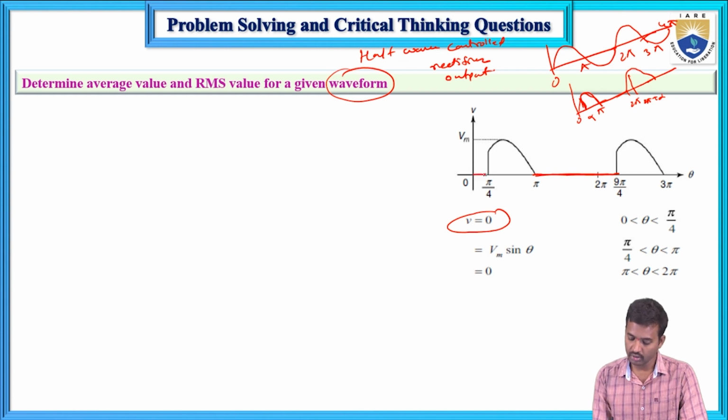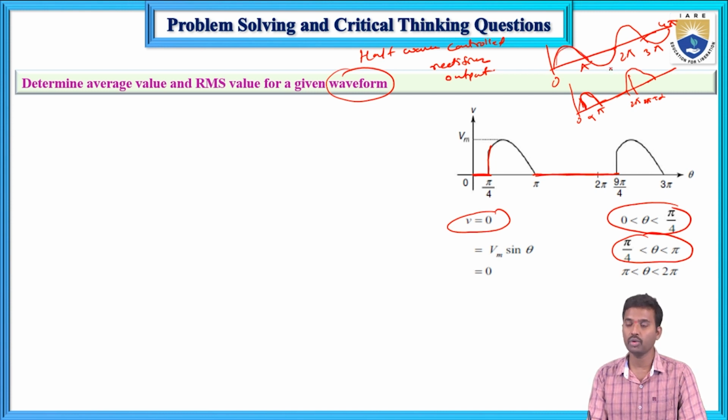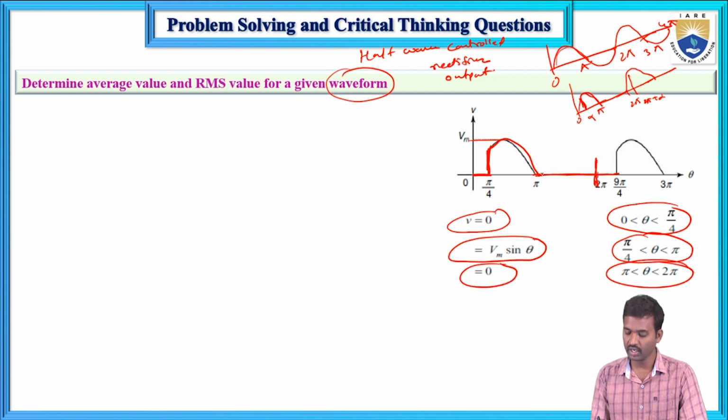From 0 to pi by 4, this value is completely 0. From pi by 4 to theta, it follows the sine wave, the supply voltage. So this is vertical and this one is a sine wave, Vm sin omega t, where Vm is the maximum value. And next, pi to 2 pi, this value is again 0.